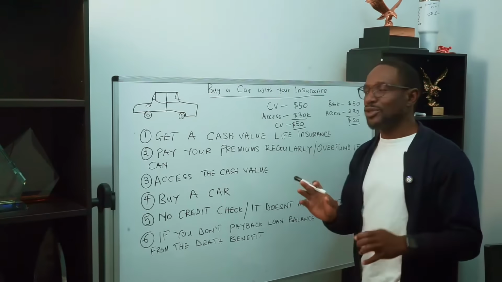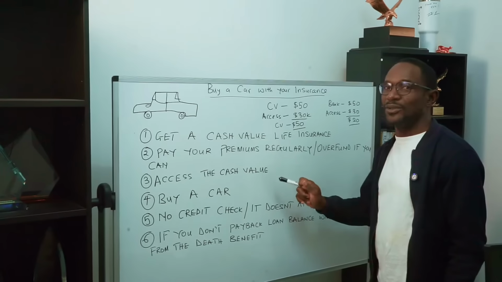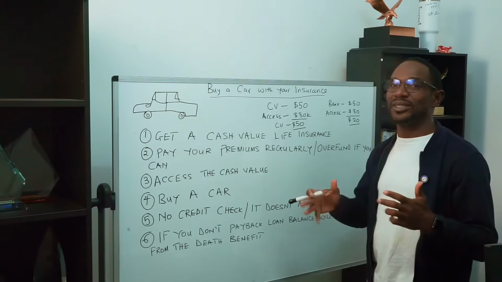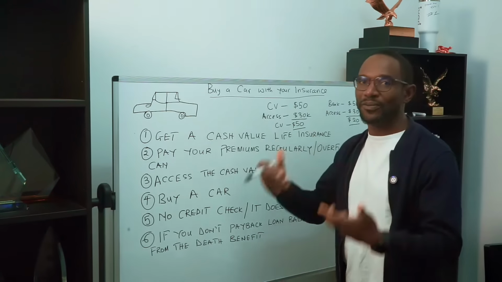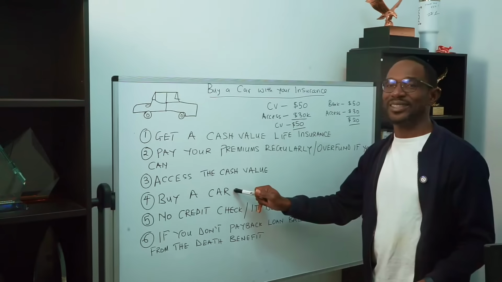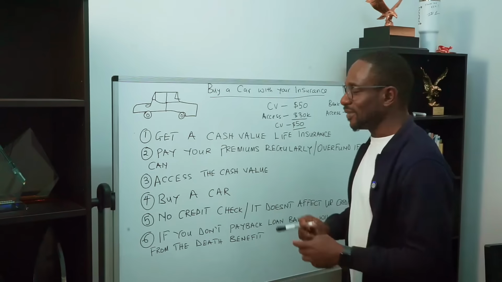Number three, you need to access the cash value from your policy. You can access your cash value depending on how you fund your policy. And you can purchase a car with it, from the cash value.